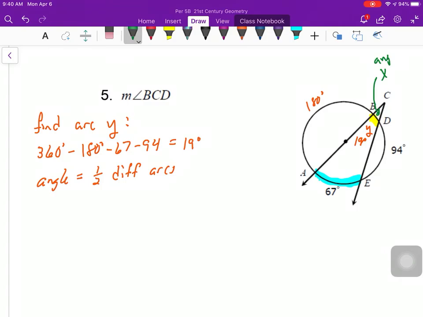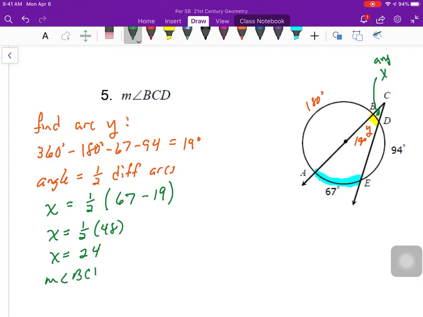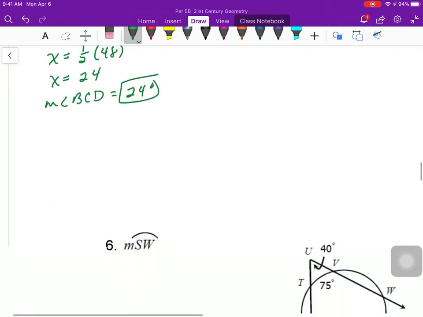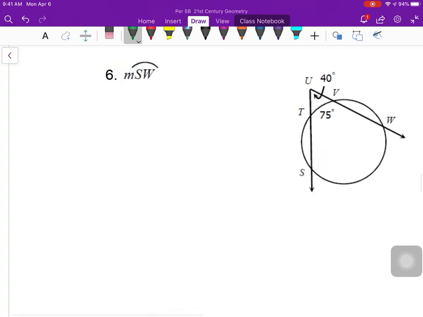And now the angle is going to equal half the difference of the arcs. So the angle, which I called X, is going to be equal to half the big arc, which was 67, minus the small arc that we calculated was 19. So X is going to be half of 48. X then is 24. So the measure of angle BCD is 24 degrees. Always have to know the two arcs associated with the angle first.